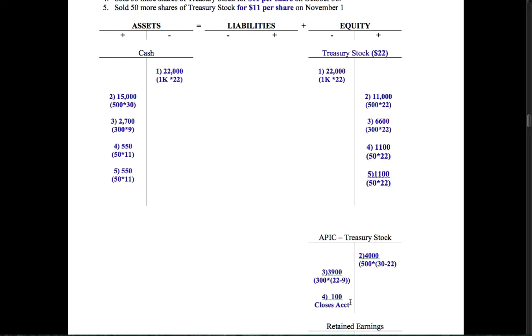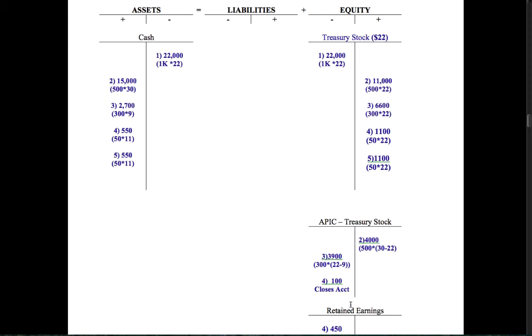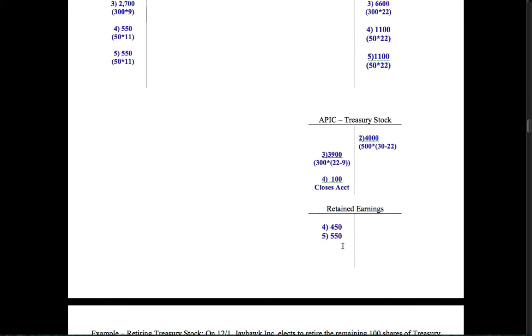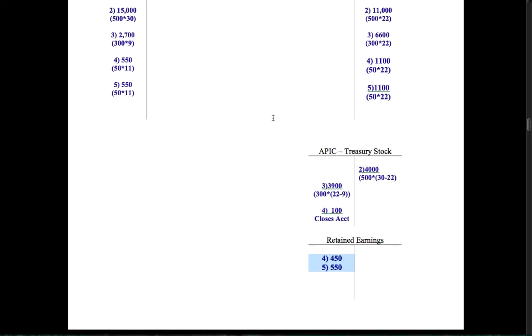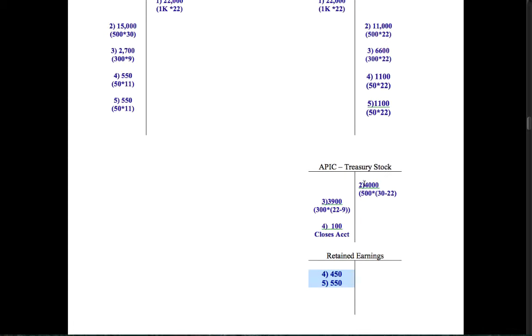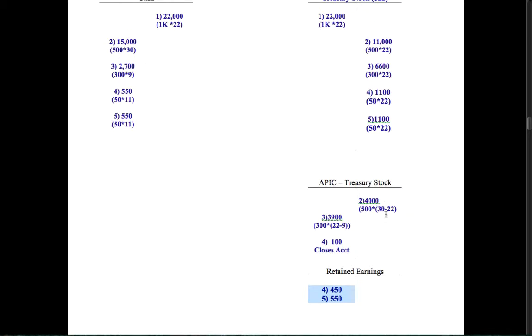However, you can only do it up to the amount in the additional paid-in capital treasury stock account. Once it is closed, zeroed out, the remaining balances will be reflected in retained earnings. Therefore, if we never had established this $4,000 entry to additional paid-in capital for treasury stock, all of these balances would have been within retained earnings.